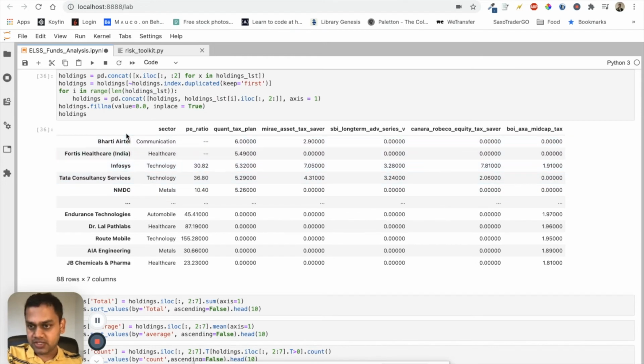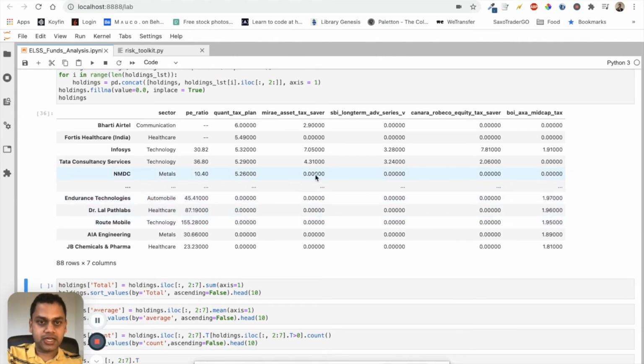So I'll help you interpret this. What we have is the name of the stock, the sector, the PE ratio, and the percentage of assets held in that particular stock. So for instance, Quantax Plan Fund has 6% of its holdings in Bharti Airtel. Across all of this, if a particular fund does not hold the stock, then it obviously comes up as 0%.